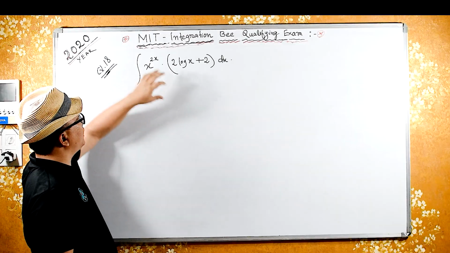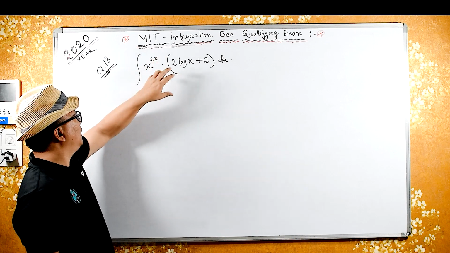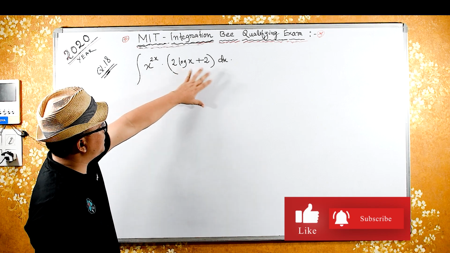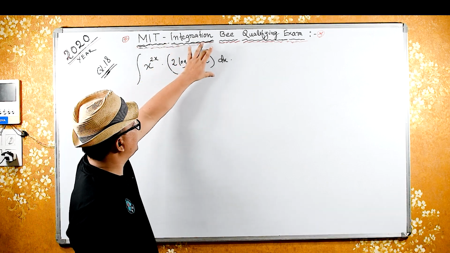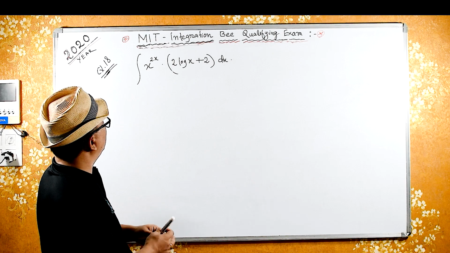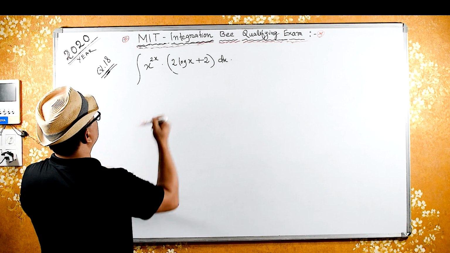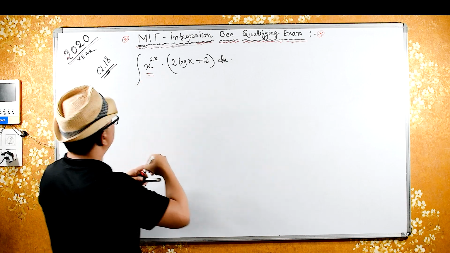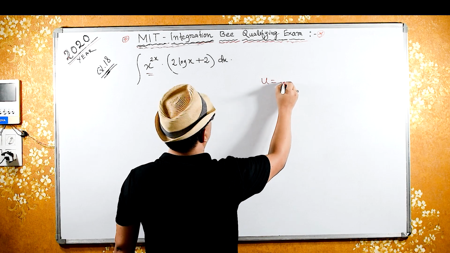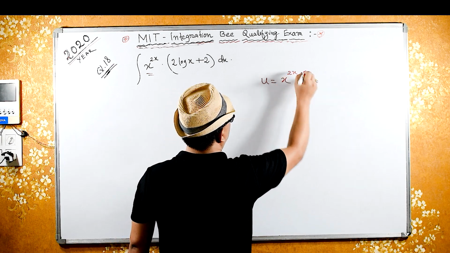Now in this integral you can see this is a function raised to a function. Here x raised to 2x. Here you have a function raised to a function into 2 log x plus 2. Over here you have some function. Now if we consider this part and substitute u equals x raised to 2x.